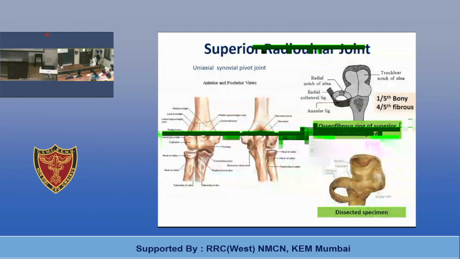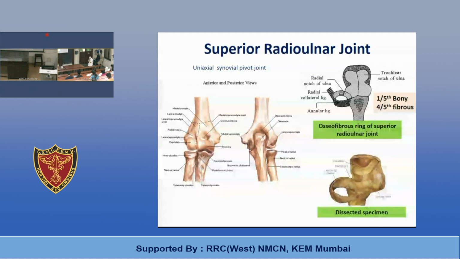So what will be the attachment of fibrous capsule of this superior radioulnar joint? How do you describe attachment of fibrous capsule for any synovial joint? How is it attached, along articulating surfaces or somewhere else? That is the standard description for any synovial joint, how the fibrous capsule is attached. So forget about this superior radioulnar joint. Take simple example of shoulder joint. Okay, so there is glenoid fossa, there is head of humerus.